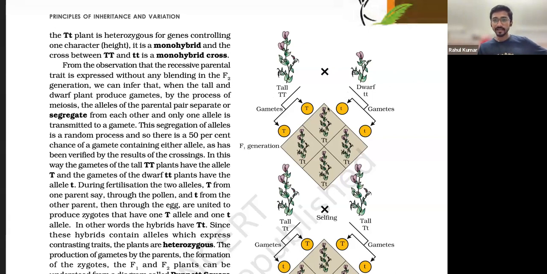And only in this condition does the recessive character skip the generation. If you take a heterozygous tall with a dwarf, in the next generation itself you will see half of the recessive characters. Does all of this make sense to you or not?